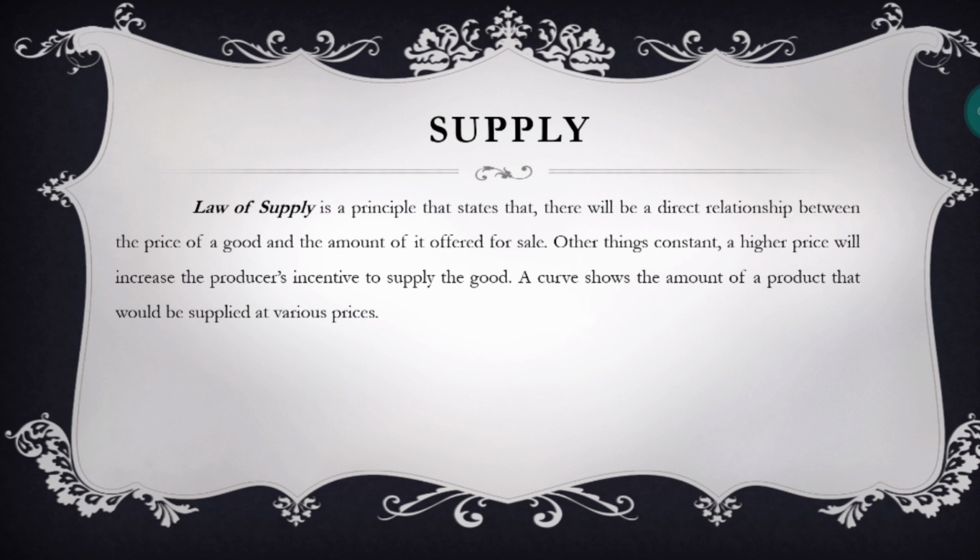Supply. The law of supply is a principle that states that there is a direct relationship between the price of a good and the amount of it offered for sale. Other things constant, a higher price will increase the producer's incentive to supply the good. A supply curve shows the amount of a product that would be supplied at various prices.